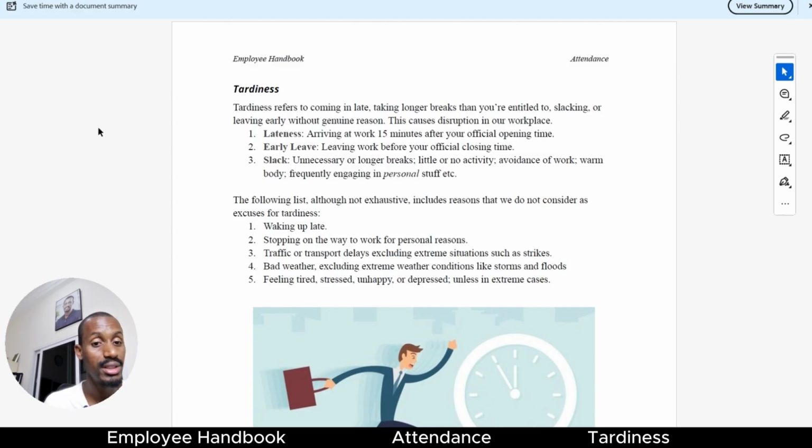Okay, tardiness means being late, being late or leaving early or slacking. Let me tell you what slack is. Slack is unnecessary or longer breaks. All right, longer breaks. It means like lunch break, sometimes prayer breaks that take like 30 minutes, 40 minutes.